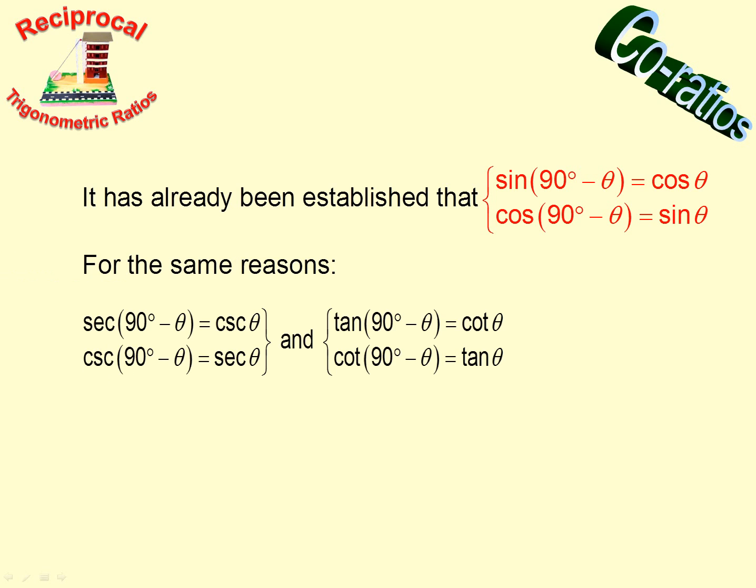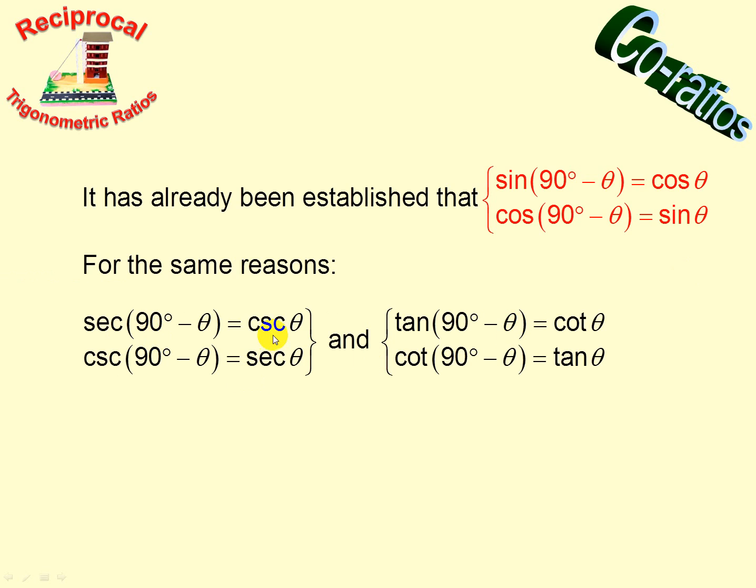Now, sec and cosec are also co-ratios. Well, quite simply, secant, add a co, you get cosecant. That's why they're named that way. And tangent and cotangent. Tan and cot are also co-ratios. We'll use those later.